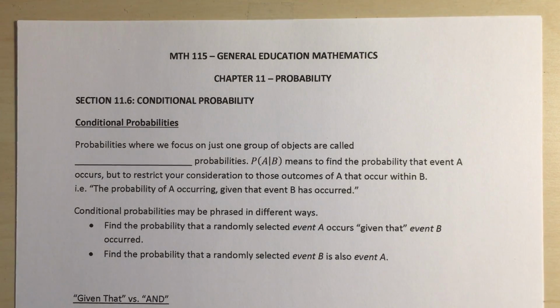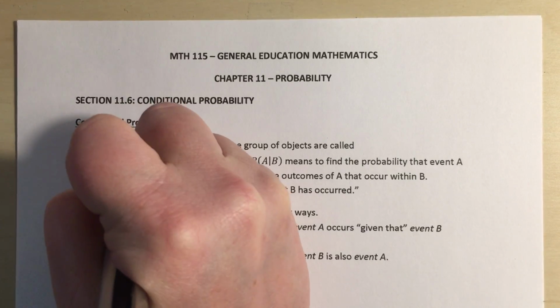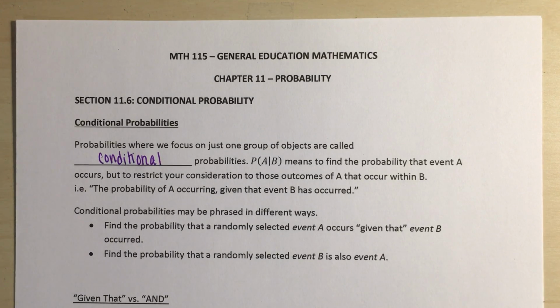All right, so in section 11.6, we're going to look at something called conditional probability. Probabilities where we focus on just one group of objects are called conditional probabilities. Our notation, we put a vertical line in there, and that vertical line we're going to read as "given that." So the probability of A given B means to find the probability that event A occurs, but to restrict our consideration to those outcomes of A that occur within B. So the probability of A occurring given that event B has already occurred.